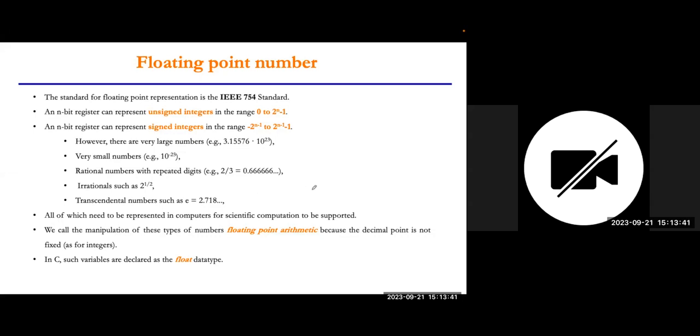We call the manipulation of these types of numbers, in these ranges, floating point arithmetic, because the decimal point is not fixed. You find the decimal point here, here, and here. For integers it is fixed, but for floating point numbers it is not fixed. In the C programming language, such variables are called floating point data types.